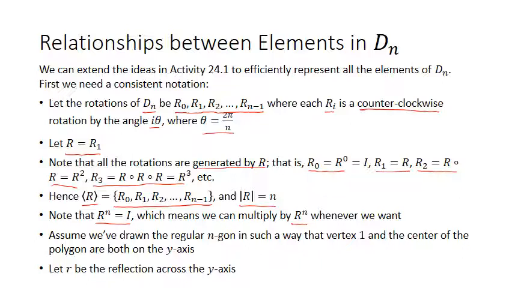Now for little r, assume that we've drawn the regular n-gon in such a way that vertex 1 and the center of the polygon are both on the y-axis. So for example, vertex 1 is here, and then we have the rest of the triangle like this. Okay, so this is the center here. Then little r is just going to be the reflection across the y-axis, the side-to-side reflection, like that. So it's the same as the little r that we were doing in that activity before.